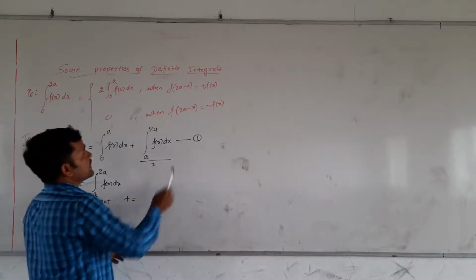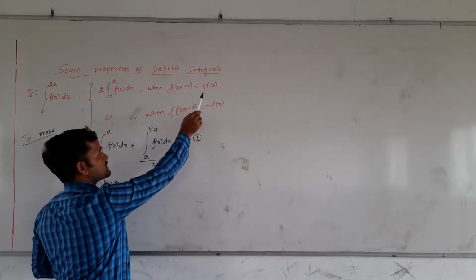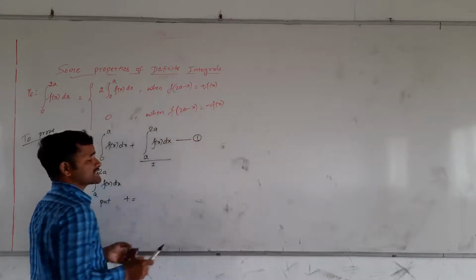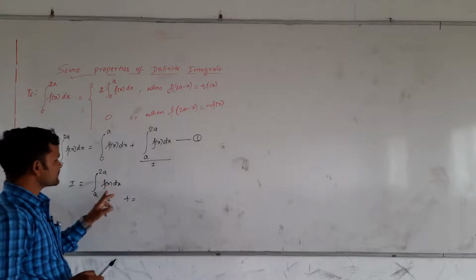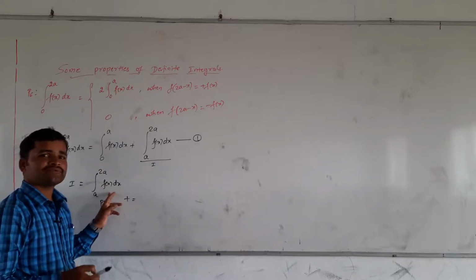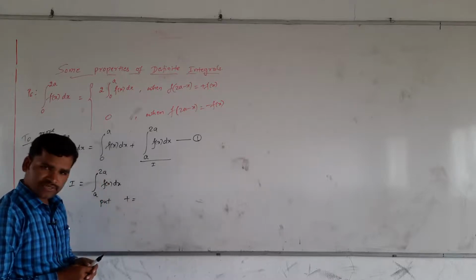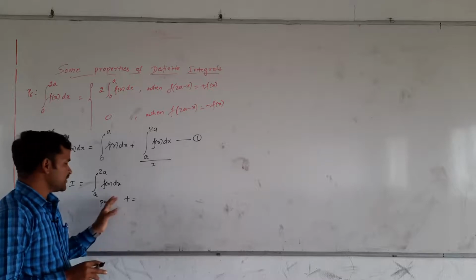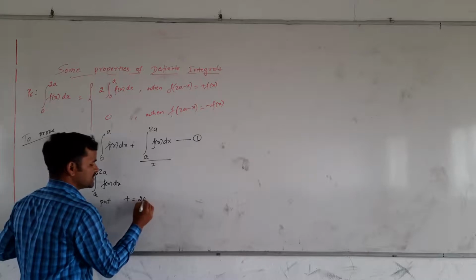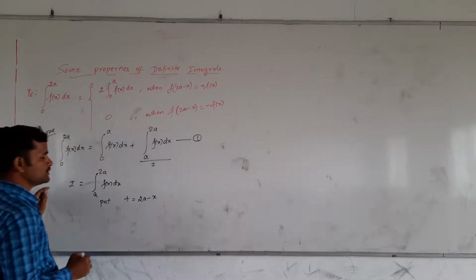See, two cases are there. When f of 2a minus x is equal to plus f of x, and when f of 2a minus x is equal to minus f of x. Means what I want in this function, I want 2a minus x, so that I can go with both the cases. That is how we can prove it. So here I want f of 2a minus x. Hence I will substitute t is equal to 2a minus x.